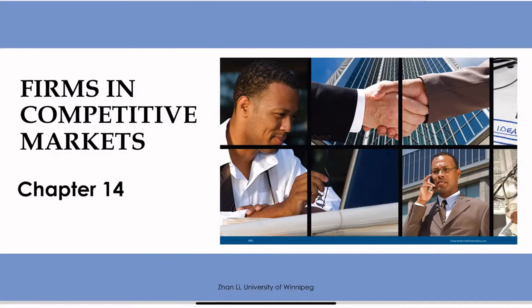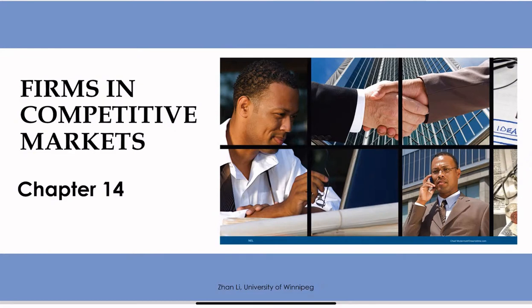Okay, let's start chapter 14. In chapter 13, we talked about production functions and total cost functions and the relationship between different types of cost curves. So chapter 13 is the foundational chapter. It gives you the basis to understand how firms make decisions in different types of market. Now, today, we're gonna talk about the first type of market, which is competitive market.